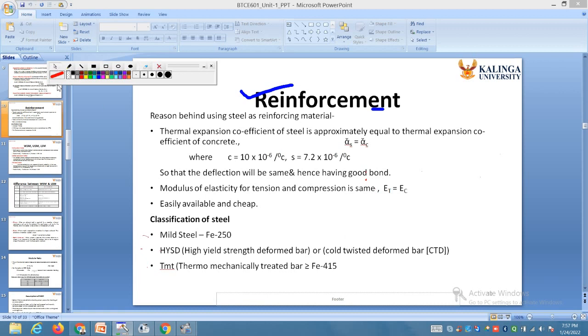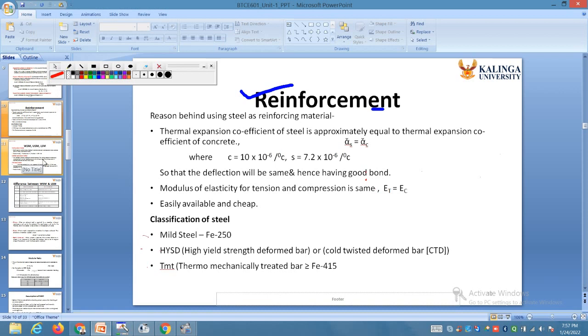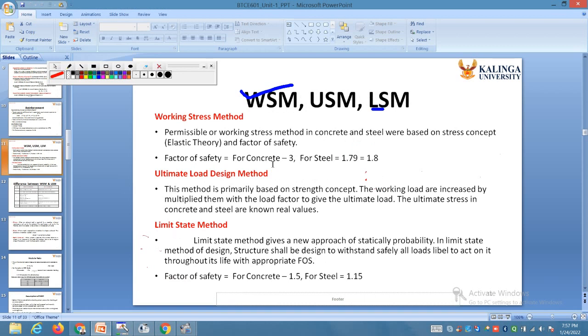Now, in RCC structures, generally three types of methods exist to design RCC structures. The first method is the working stress method, the second method is the ultimate load design method, and the third method is the limit state method. The difference between these three methods, one by one, I shall try to explain to you.